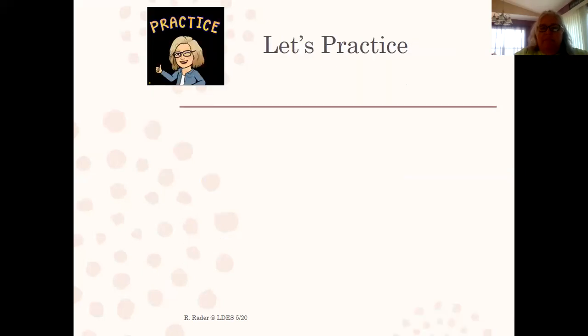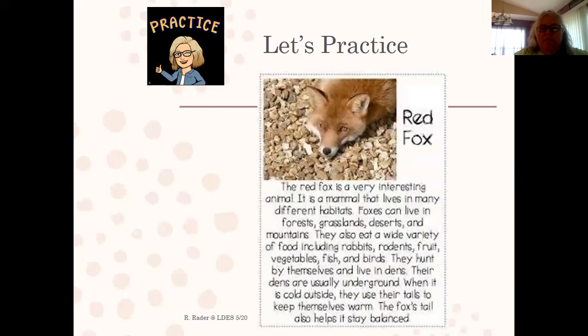I know that you know what you're talking about. So let's practice that. Let's see if we really know. We're going to read a story about a red fox. The red fox is a very interesting animal. It is a mammal that lives in many different habitats. Foxes can live in the forest, grasslands, deserts, and mountains. They also eat a wide variety of food, including rabbits, rodents, fruit, vegetables, fish, and birds. They hunt by themselves and live in dens. Their dens are usually underground. When it is cold outside, they use their tails to keep themselves warm. The fox's tail also helps it stay balanced.